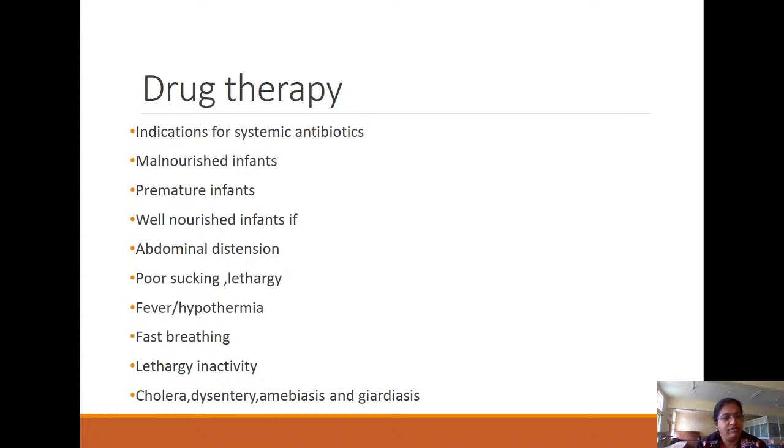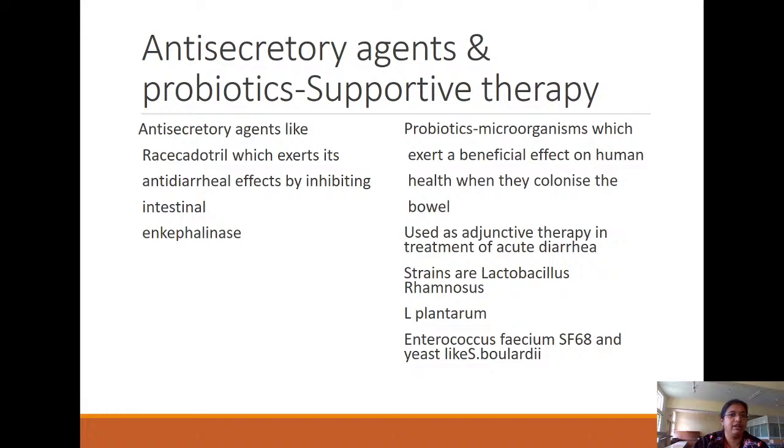Then in premature infants and well-nourished infants, if the child presents with complications like abdominal distension, poor suck, lethargy, fever, hypothermia, fast breathing, inactivity, or if there is a history suggestive of cholera, dysentery, amoebiasis, or giardiasis, in that case you are going to give drug therapy.